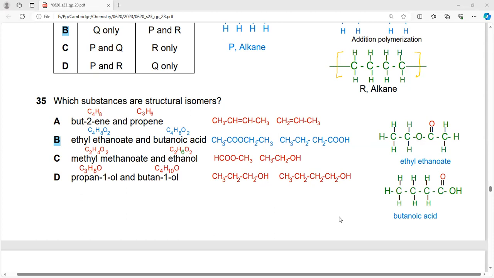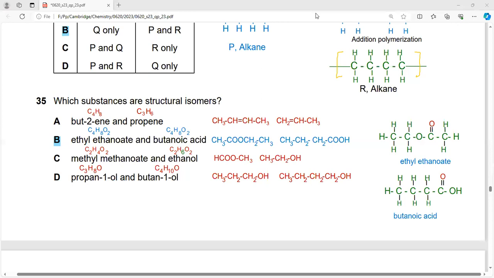We can see butene and propene. Butene contains 4 carbons, while propene contains 3 carbons. So the number of carbon and hydrogen are different. They have different molecular formulas, so they cannot be isomers of each other. For B, we can see ethyl ethanoate and butanoic acid. Ethyl ethanoate contains C4H8O2, and the butanoic acid contains a different functional group, but the number of carbon, hydrogen, and oxygen atoms is the same. So these two are isomers of each other.